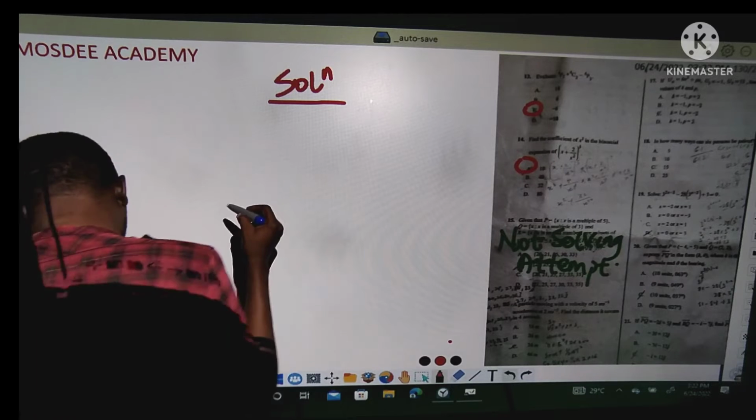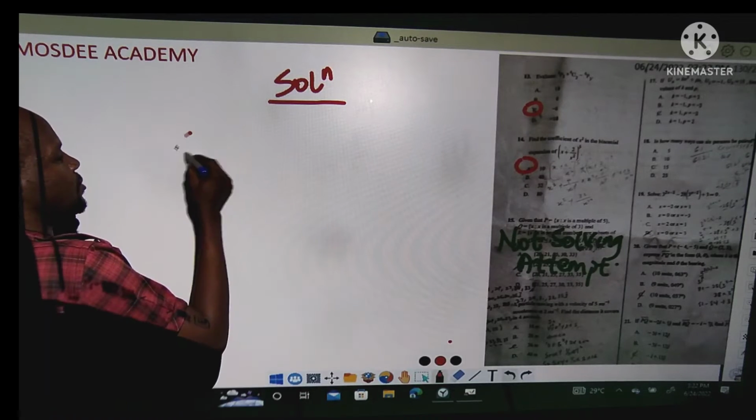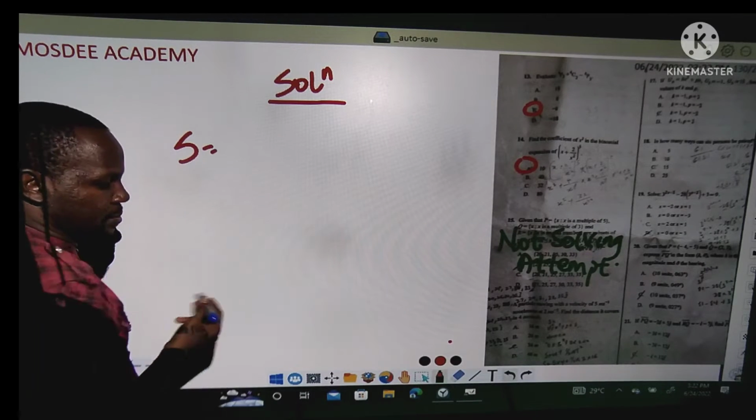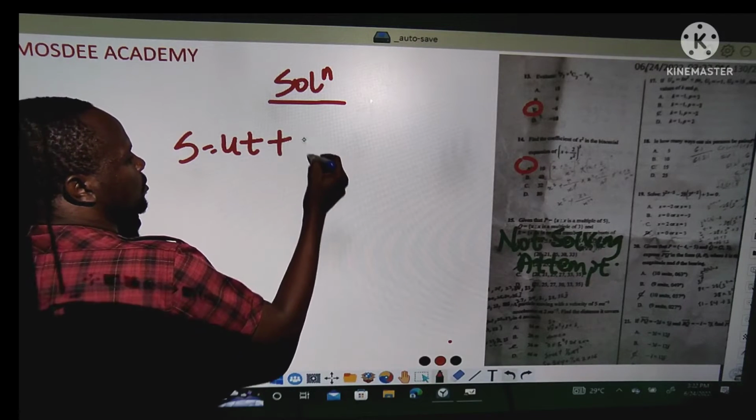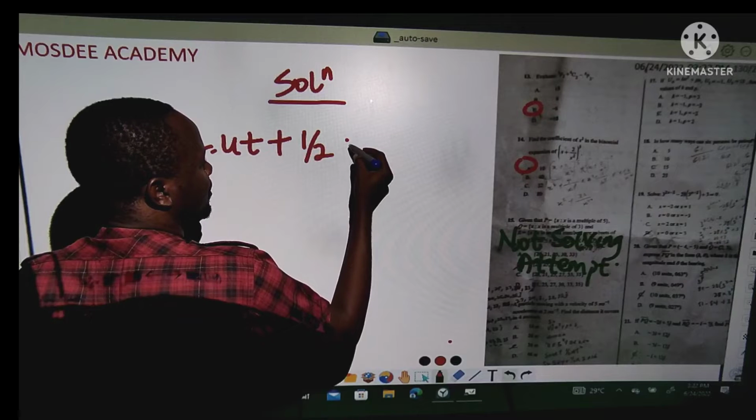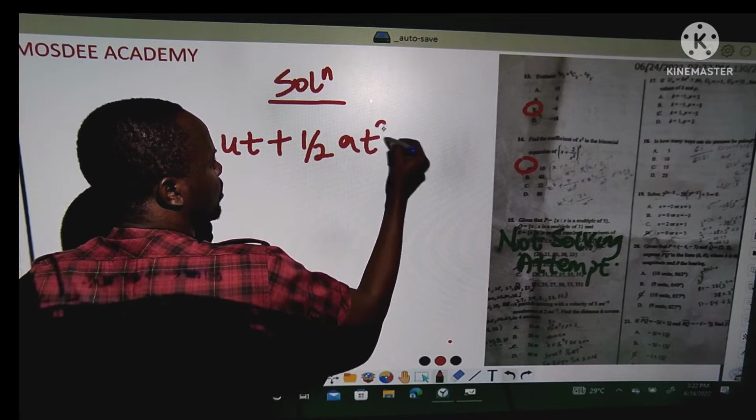Physics is always a further maths. Now, do you say physics? Yes, that is why it is further maths, especially the kinematic aspect. S equals ut plus half at squared. Even though this thing wants to slow me down, I will not work the length.